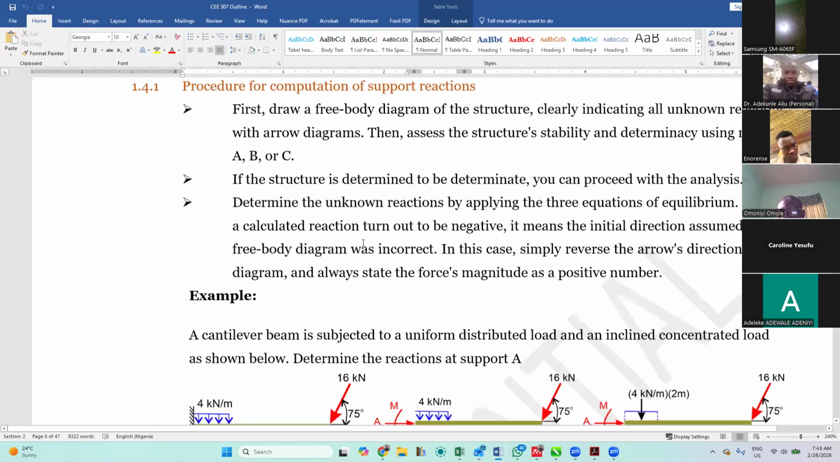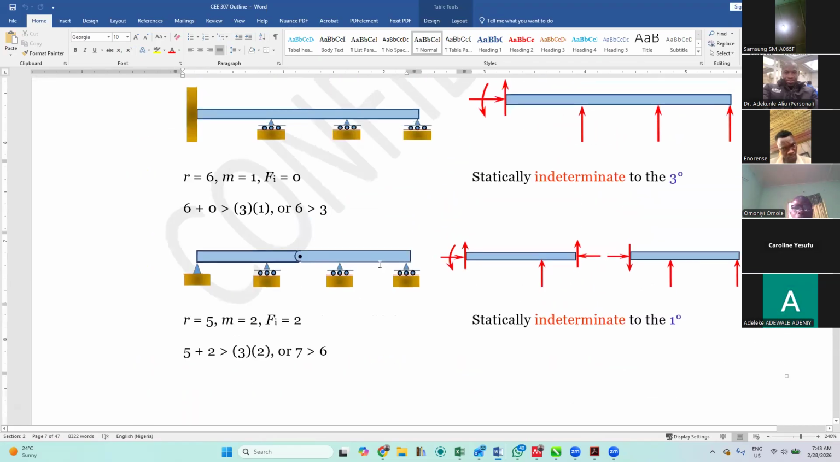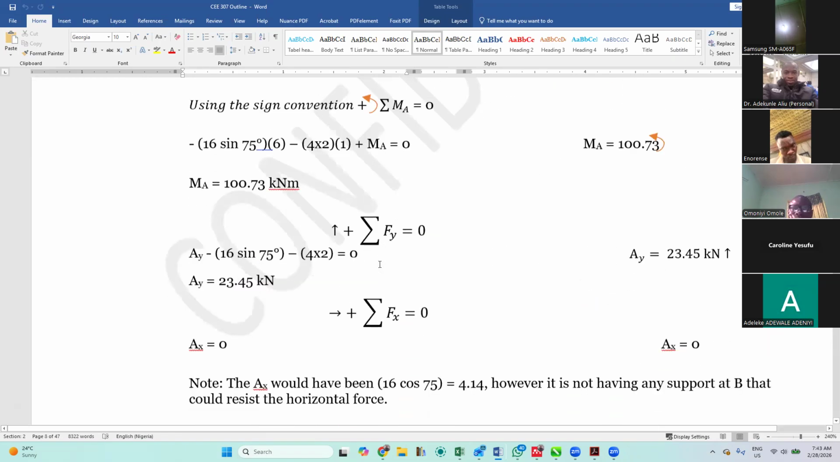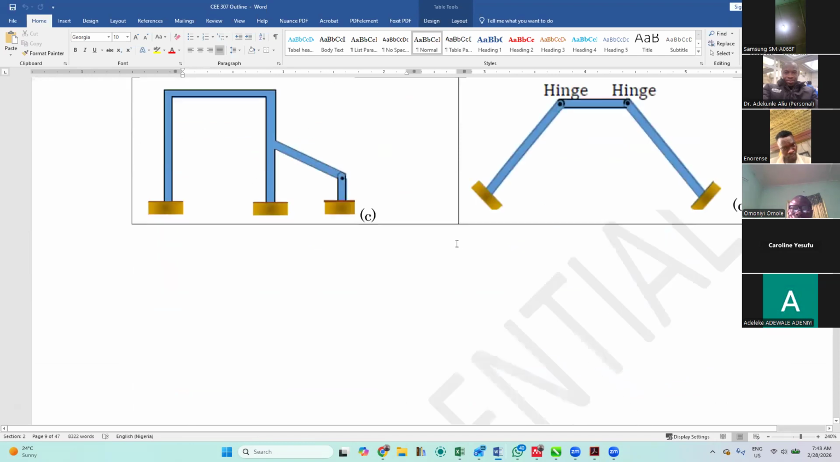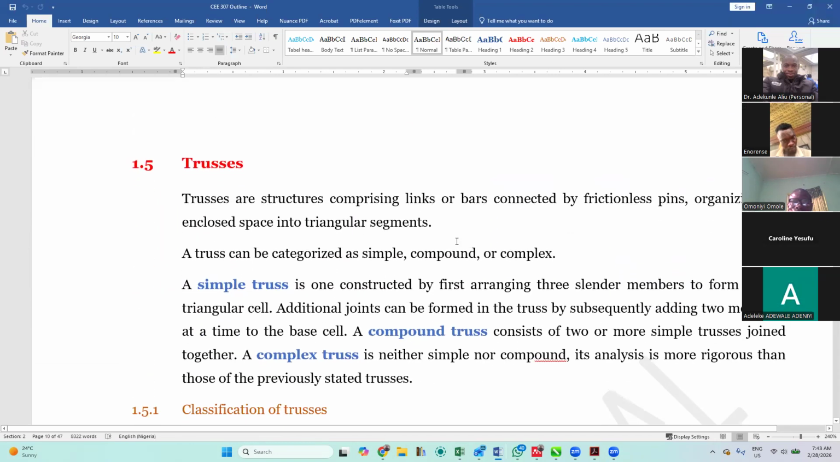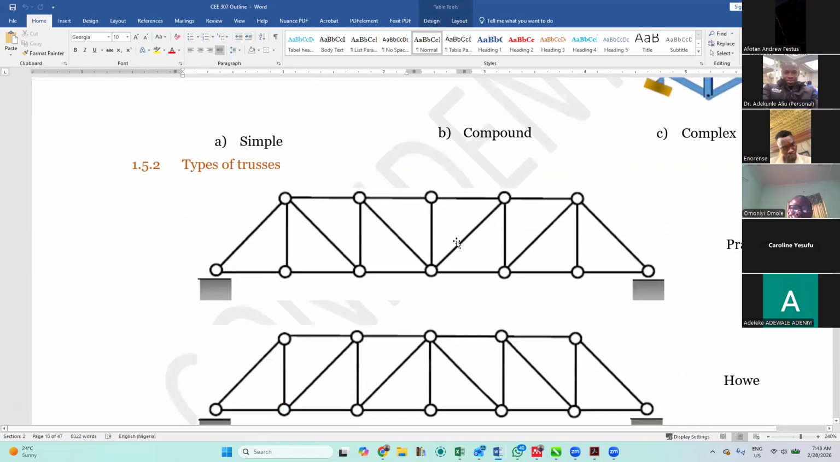Let me move to the other. I think that's all on this one. So I will give us an example that we'll do after. You people can try to practice this particular one and let me see what you have later. You can do it and show me later. Yes. Let me go to trusses.